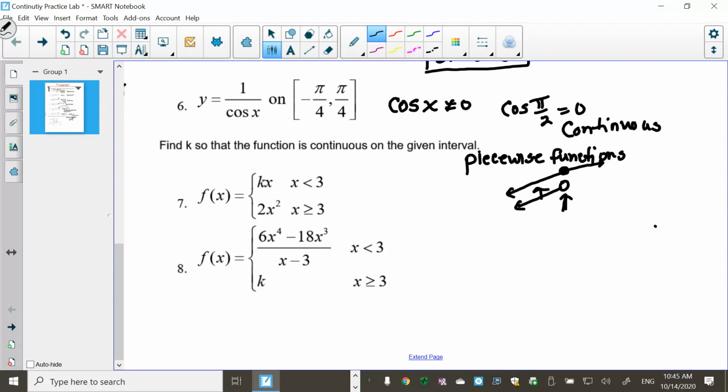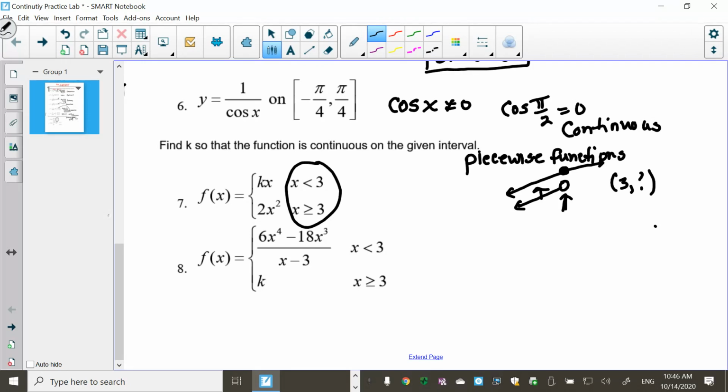So what I want you to remember is, okay, I got to get my y's to match. So I have a function here, y equals kx and y equals 2x squared. The breaking point is at x is 3. So basically, I want to know at the point 3 something, whatever it is, the y's have to match so that I can make this continuous on that interval.